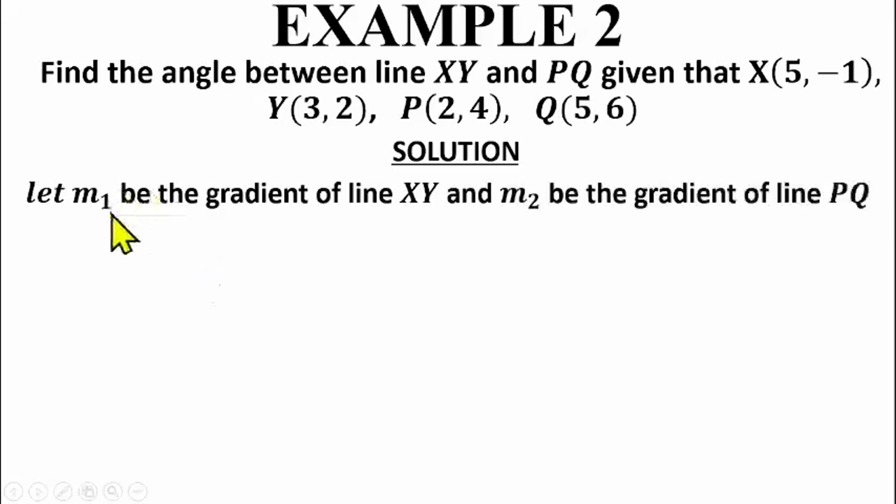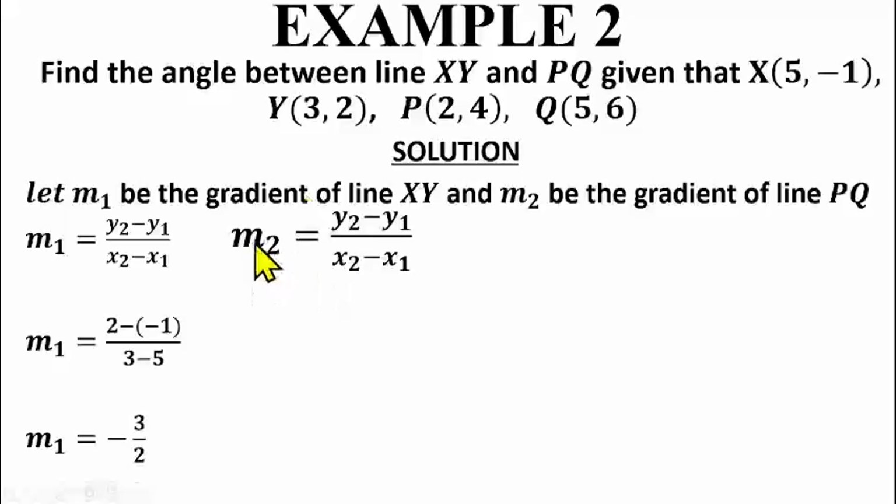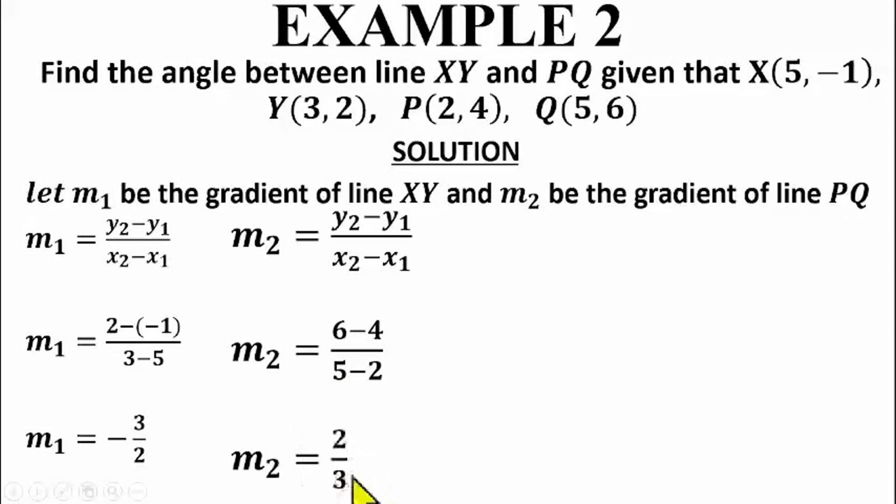After doing that, let m1 be the gradient of line XY, and let m2 be the gradient of line PQ. So to find the gradient of line XY, using the formula for finding gradient, our y2 is 4, y1 is 2, x2 is 2, x1 is 3. If you put that into this formula, we have 2 minus open bracket minus 1 over 3 minus 5. Then if you simplify that, it will give us minus 3 over 2. Then for the gradient of line PQ, which is m2, put the values here. You'll be having 6 minus 4 over 5 minus 2. If you simplify that, it gives us 2 over 3.